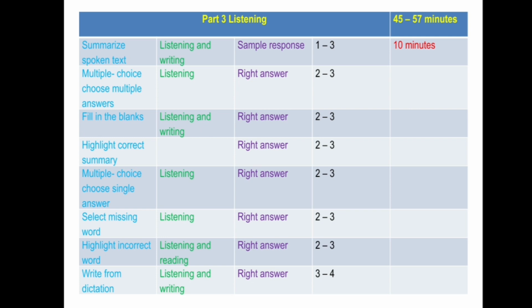And after that, we have here number 4 item, that is highlight correct summary. As this item is based on alternatives, 3 to 4 alternatives are given to you as an option, from where you have to choose the right answer, and for each right answer you will be given score. Listening area is being assessed here only. 2 to 3 items will be given to you.